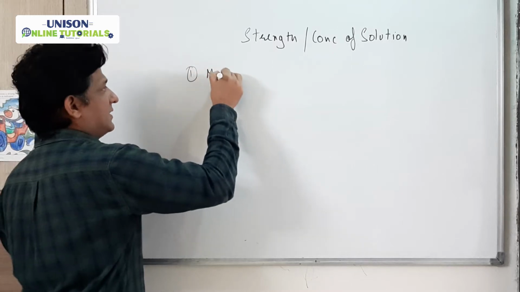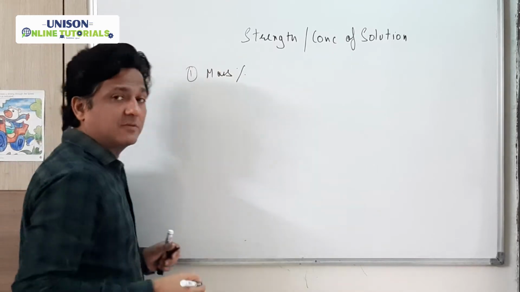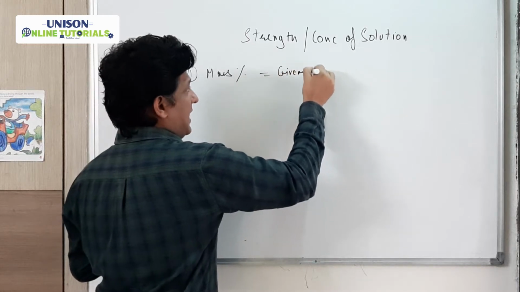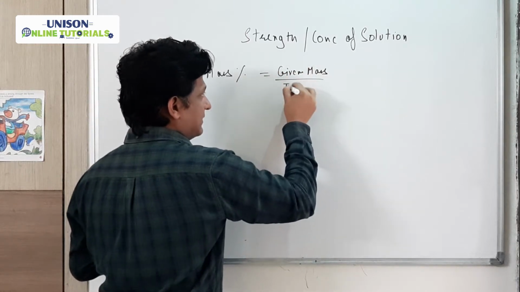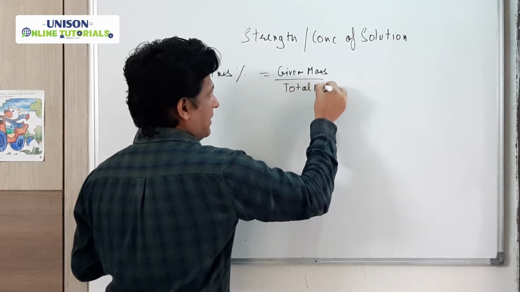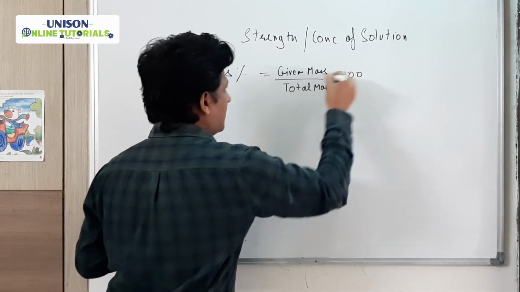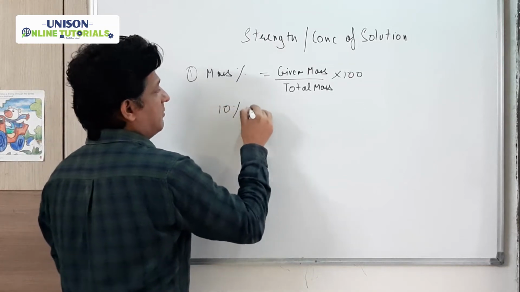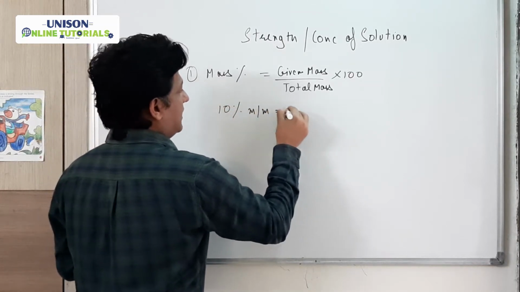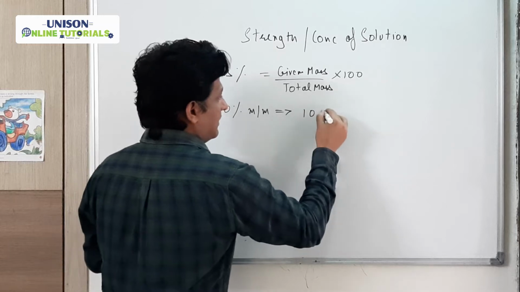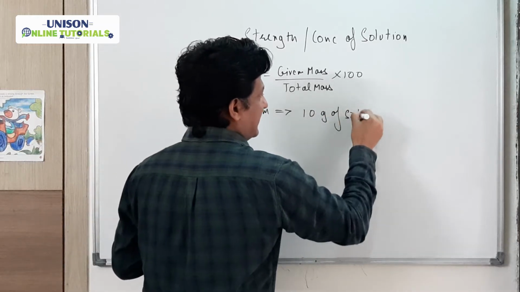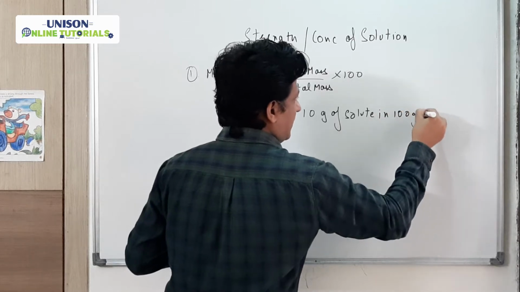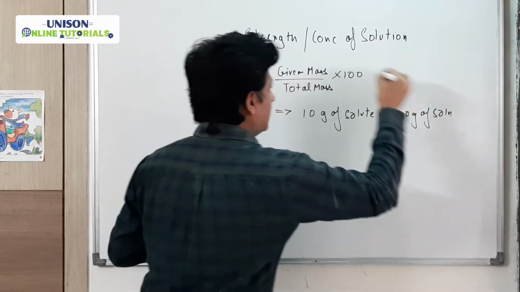Your first method is mass percentage. What is mass percentage? Given mass by total mass into 100. This is your mass percentage. So if we have 10% mass by mass, then it implies 10 gram of solute present in 100 gram of solution. Clear?